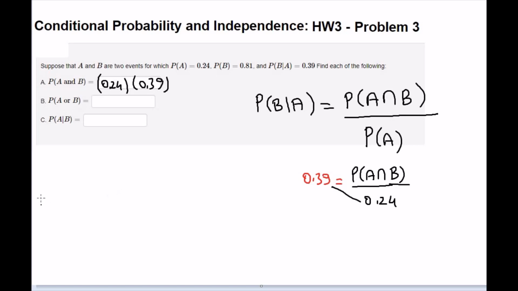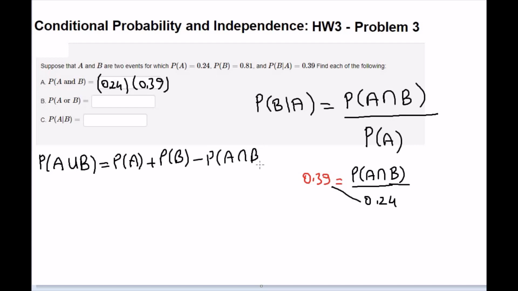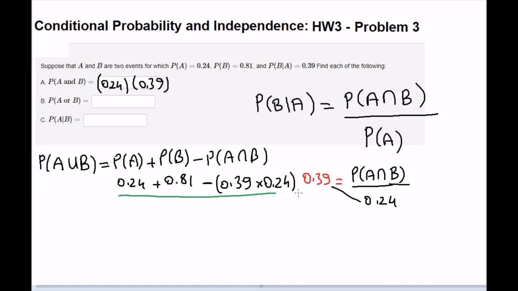Probability of A or B. Probability of A or B is A union B, which is probability of A plus probability of B minus their intersection. We know probability of A, 0.24. We know probability of B, which is 0.81. And we have just solved their intersection. 0.39 times 0.24. So this whole line is the answer here.